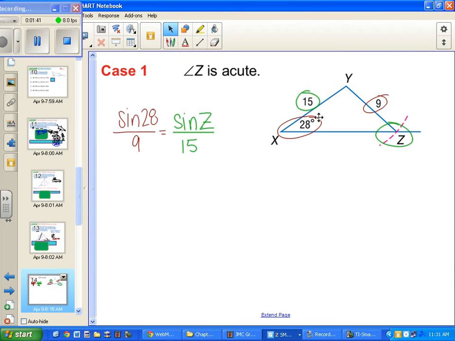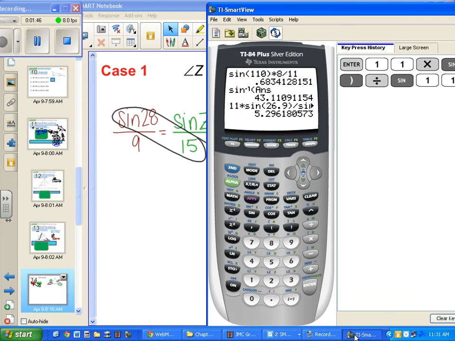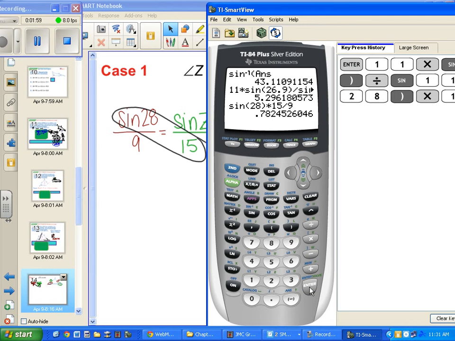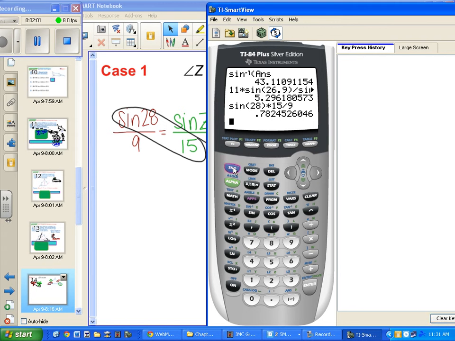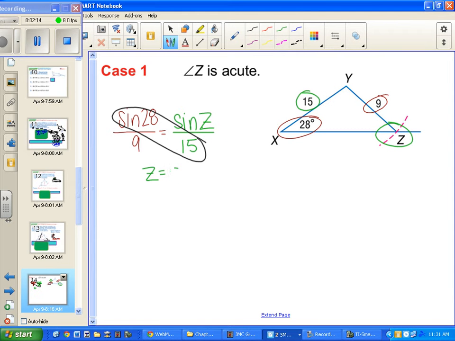All right, cross multiply and divide here. Now remember, we're looking for the angle, so we're going to have to do the inverse. So we would say sine of 28 times 15 divided by 9, and we get that answer. So again, we have to do second sine, second answer. And so angle Z is 51.5. I'll label it up here.